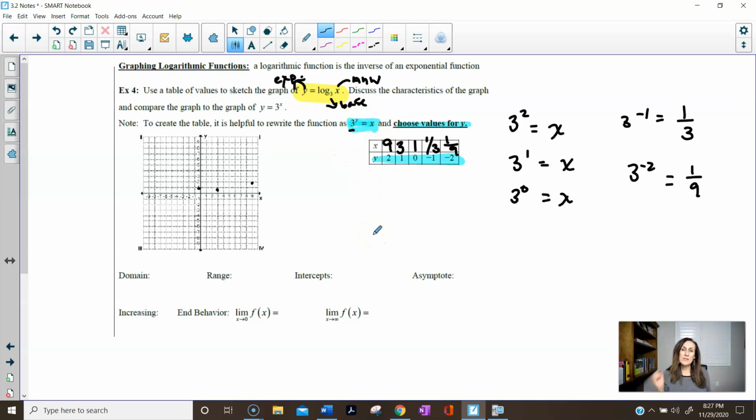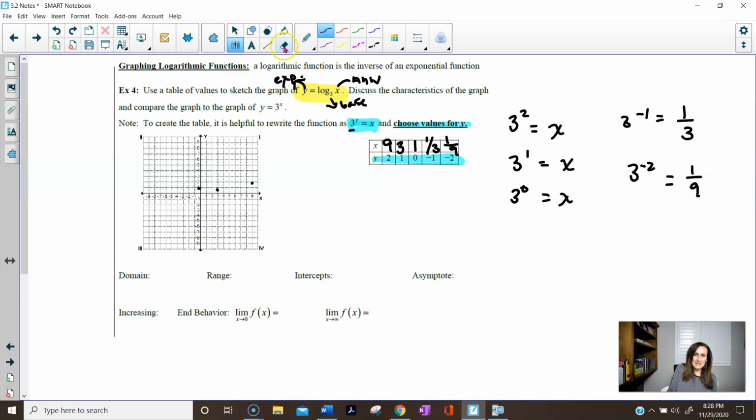Now this is the only graph I know of that you pick values for y, plug them in, and find x. So I just picked 0, 1, 2, -1, -2. When I plugged in 2, I got 9. When I plugged in 1, I got 3. When I plugged in 0, I got 1. 3 to the -1, when y is -1, I got 1/3 for x. And when I plug in -2 for y, I get 1/9 for x.